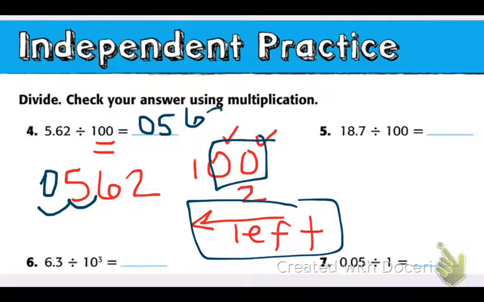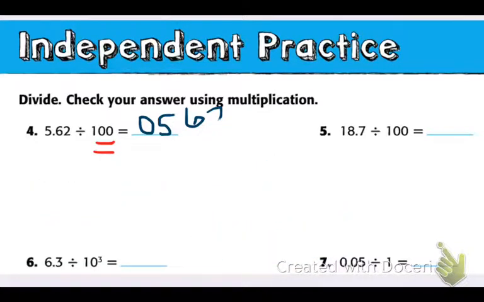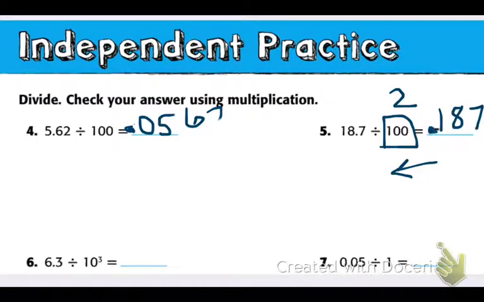So again, keep those same digits. I'm going to erase this so you can see it. And then I'm going to put my decimal in front right there, showing that I moved it to make it 100 times smaller. All right, let's look at number 5. The power of 10 is 100. There's 2 zeros. I'm going to move 2 places to the left. 187 thousandths is the answer if I move that decimal 2 places to the left.